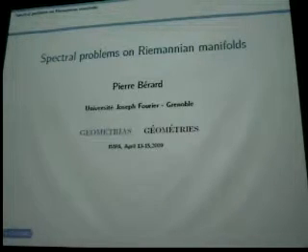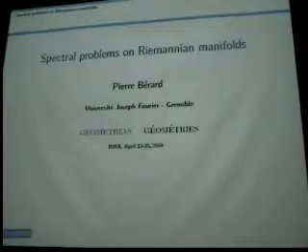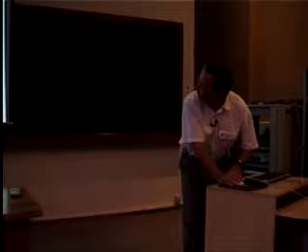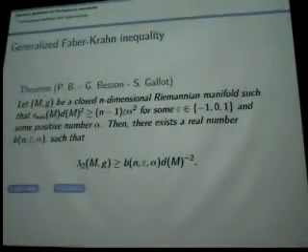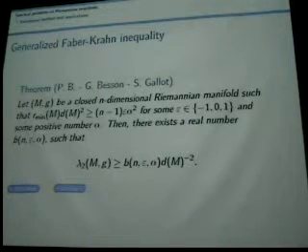Okay, so somehow I would like to explain how one proves this theorem. And in fact, I will give the proof in a simple case, but the idea is exactly the same. So I will begin by explaining how one can prove Faber-Krahn's theorem in the plane.